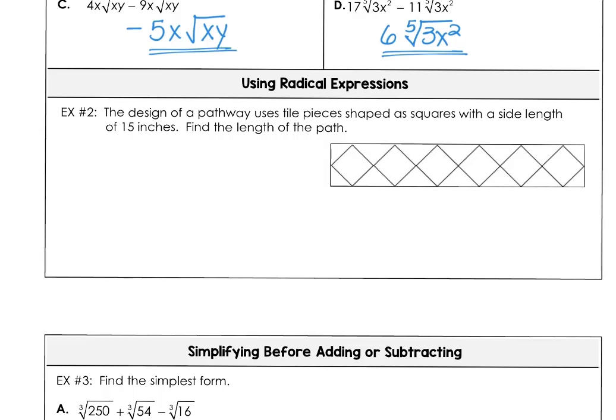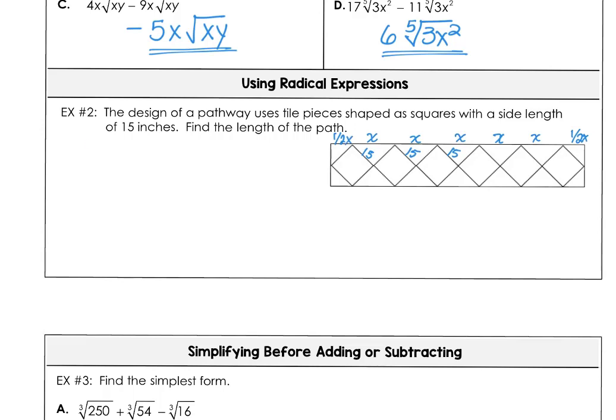In example 2, we're going to do a little application here. The design of a pathway uses tile pieces that are shaped like squares. And the side length of the square is 15 inches. So that would be these side lengths here, 15 inches. And we don't know what the diagonal is. So we want to think about how many. This looks like there's a half of an x here and a half of an x here.